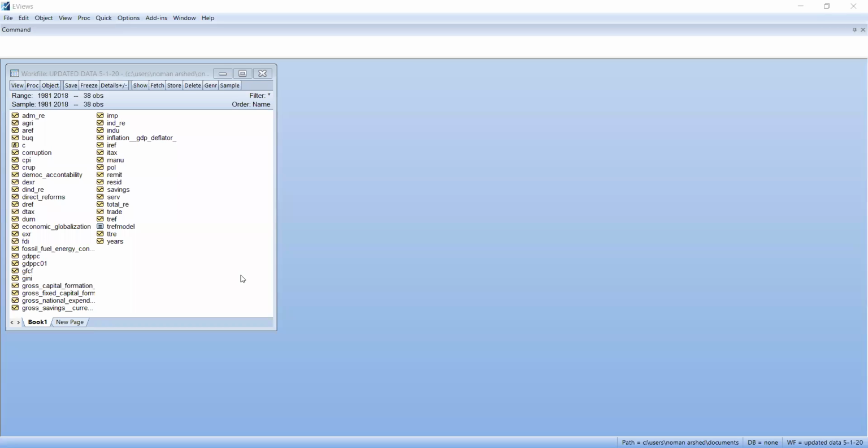Okay, welcome everyone. So today what we are doing is we are trying to estimate a Johansen approach VECM model on EViews. Before starting, I will introduce my data.